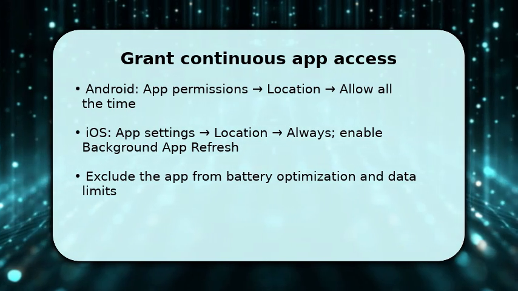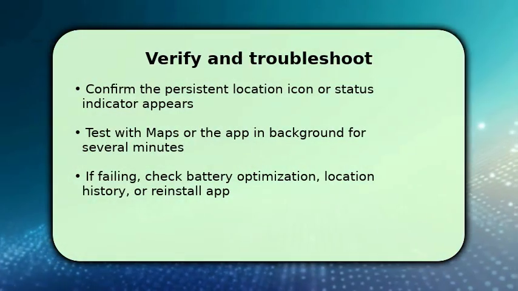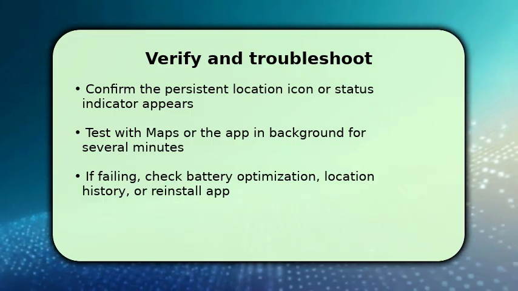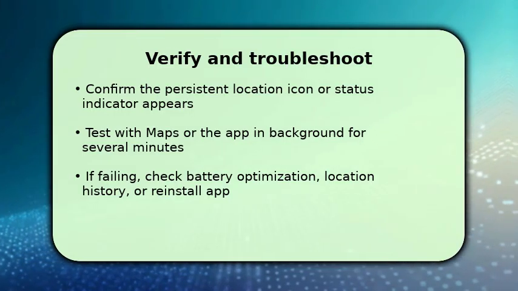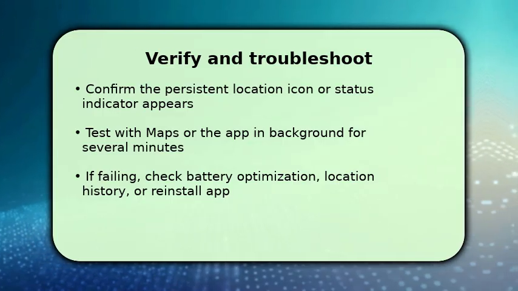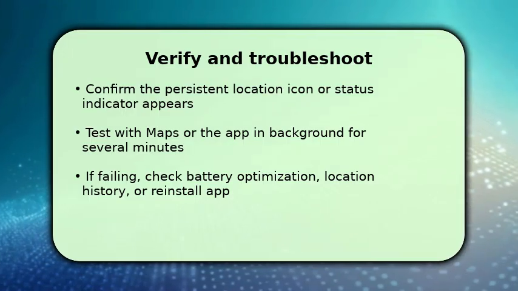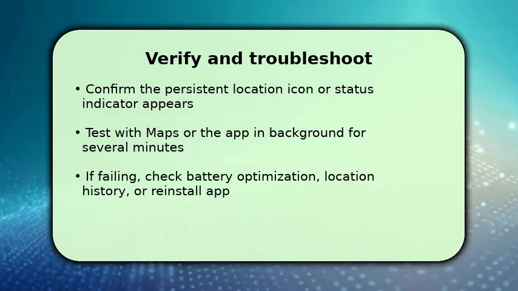Finish by verifying the setup in real conditions. You should see the persistent location indicator or notification. Open Maps or your app, then press Home and let it run in the background for several minutes to confirm updates continue. If location drops, make sure battery optimization is disabled for that app.